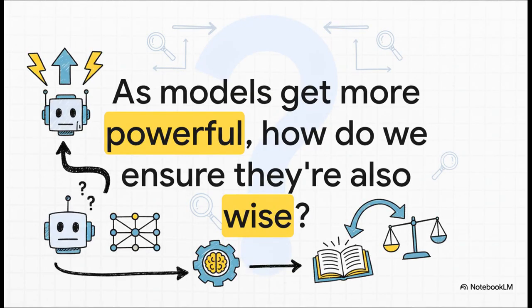So there you have it, the life of a machine learning model. It's a journey, right? From seeing our world as just a bunch of numbers, to making a guess, getting graded, and then slowly, painstakingly learning from millions of its own mistakes. As we build these incredibly powerful tools, the next great challenge isn't just about making them more accurate. It's about making them understandable, transparent, and trustworthy. Which brings us to the big question. As our models get more powerful, how do we ensure they're also wise?